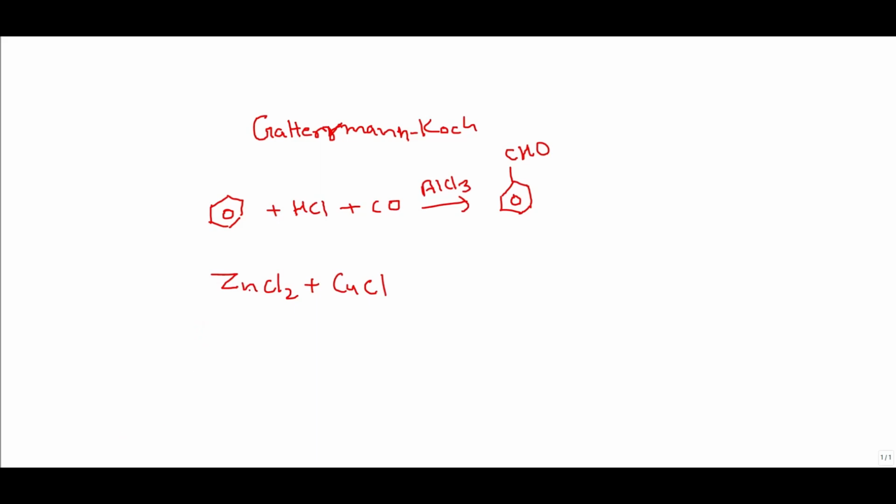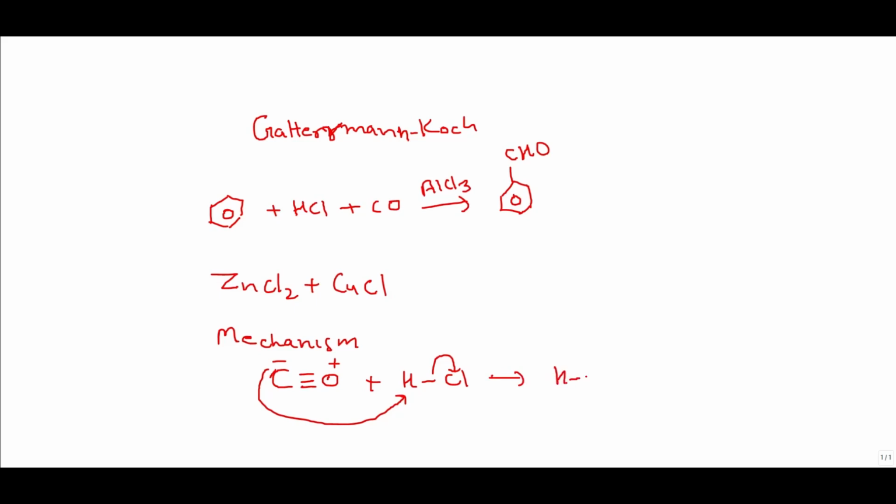The mechanism of the reaction involves reaction of carbon monoxide with HCl. As we know, carbon monoxide has a triple bond between carbon and oxygen. Oxygen has a positive charge and carbon has a negative charge. The negatively charged oxygen accepts a proton from HCl. HCl is acid, so it can donate its proton easily, producing a species like this.